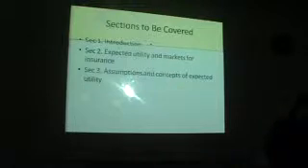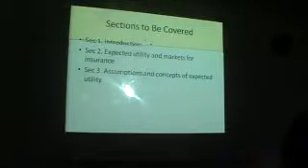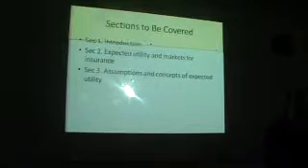So sections to be covered in this chapter. First we have the introduction, section 1. Section 2, expected utility and markets for insurance. Section 3, assumptions and concepts of expected utility. We have only 3 sections to be covered in this chapter. Section 4 is not required, section 5 is not required. Only the first 3, okay?